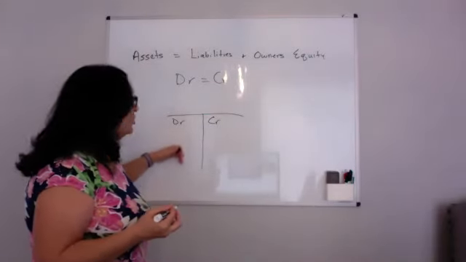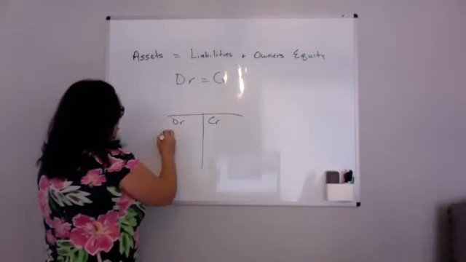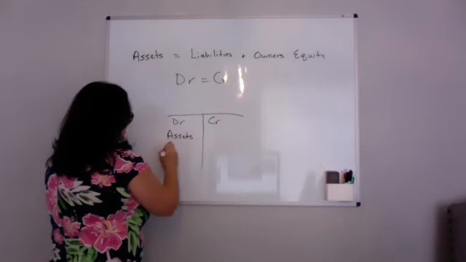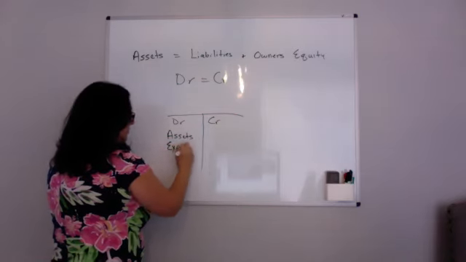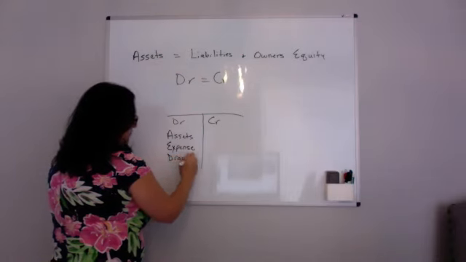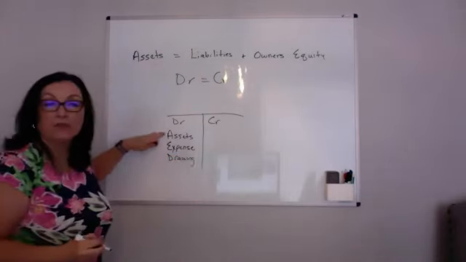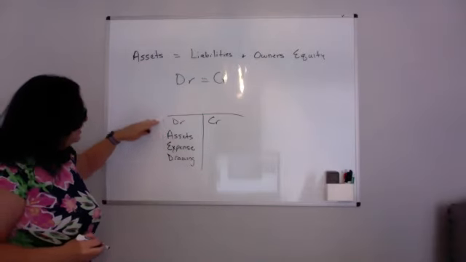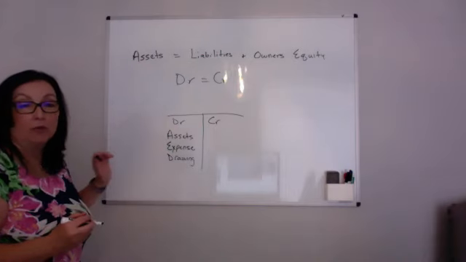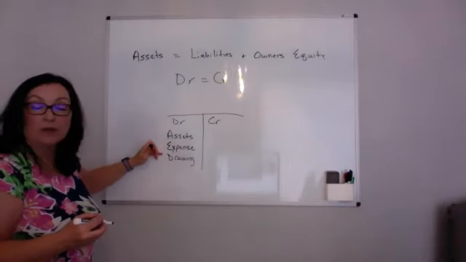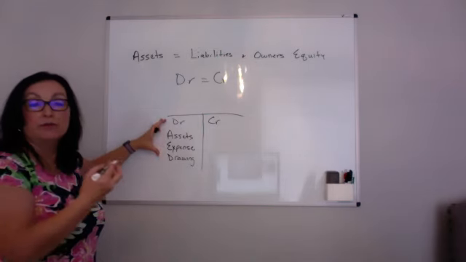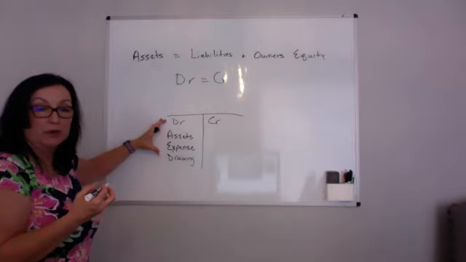And the accounts that you increase with a debit are assets, expense, and drawing. And if it helps you to remember, DEA, which could be Drug Enforcement Agency, that might help you to remember that it's assets, expense, and drawing that are all increased with a debit. And the reverse is also true. They are decreased with a credit.